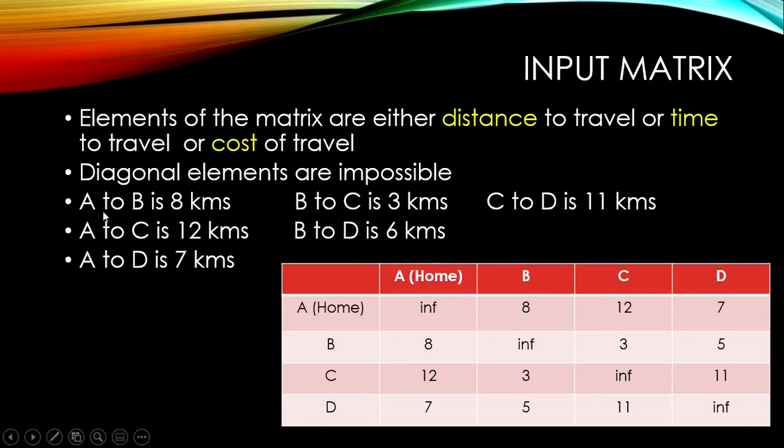Distance from A to B, let us say, is 8 km. So distance from home city A to city B is 8 km. So we write 8 here in the matrix. Similarly, distance from city B to home city is 8 km. We write 8 here. Distance from city B to city C is 3 km. So this is how this input matrix is created.